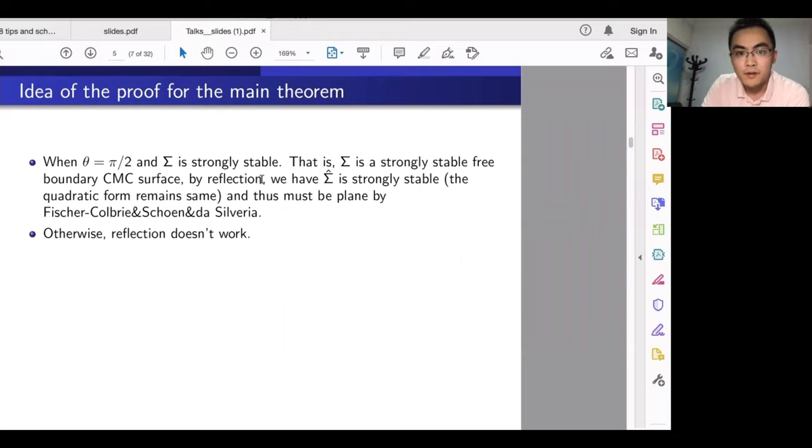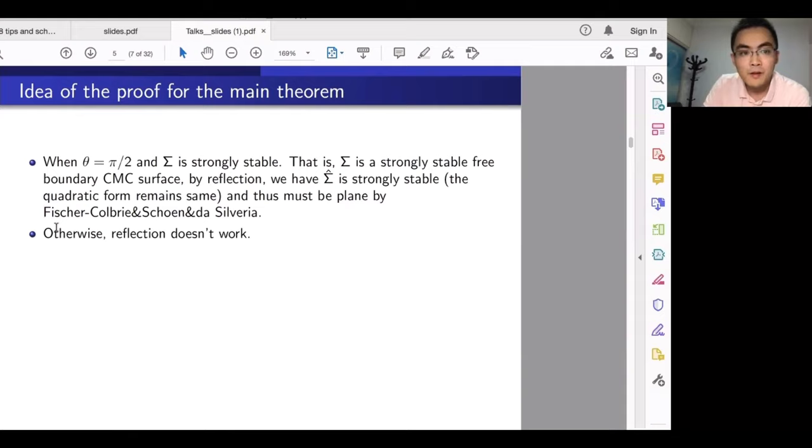Because the space is a half space of R3, when we reflect the surface, we get a sigma hat that is a strongly stable CMC surface in R3. The reason it is still strongly stable is because the quadratic form remains the same, since the boundary integral disappears. Then by the result from Fischer-Colbrie, Schoen and do Carmo-Peng, we know that sigma hat is a plane. Then the original surface sigma must be a half plane.